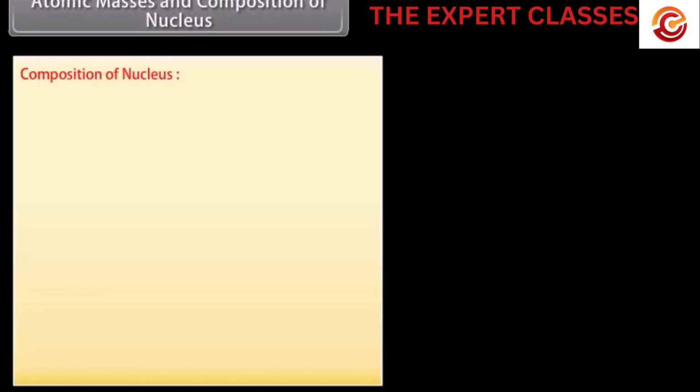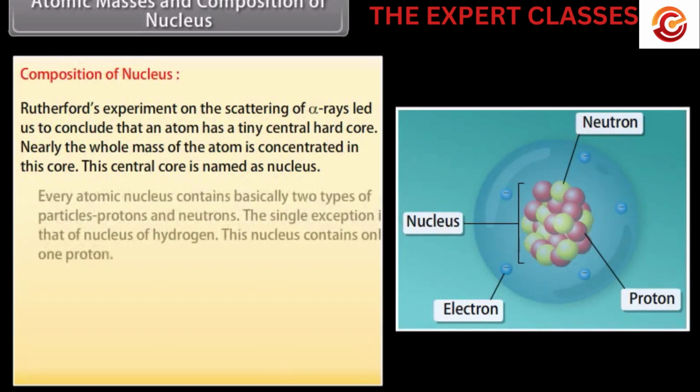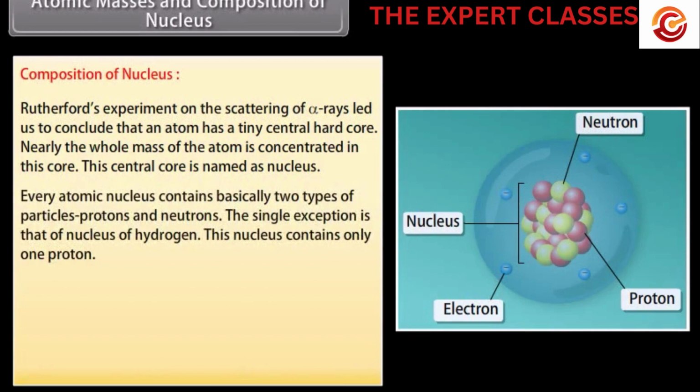Composition of nucleus. Rutherford's experiment on the scattering of alpha rays led us to conclude that an atom has a tiny central hard core. Nearly the whole mass of the atom is concentrated in this core. This central core is named as nucleus. Every atomic nucleus contains basically two types of particles, protons and neutrons. The single exception is that of nucleus of hydrogen. This nucleus contains only one proton.